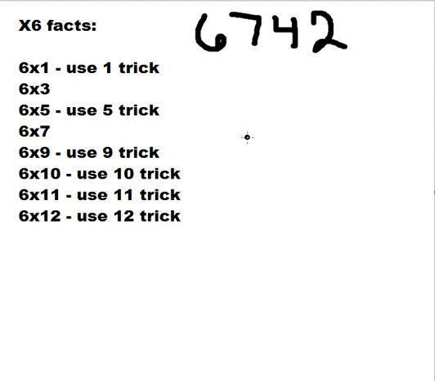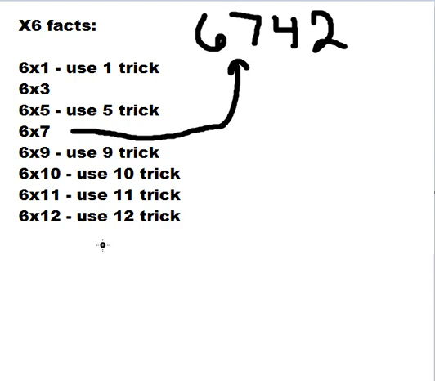And at any point they can ask you, what is the secret code again? 6742. The only time they can't ask you is right before they need to use it. Now, why do we teach the secret code 6742? Well, that's because that is the answer to the multiplication fact 6 times 7, which is one of the more challenging facts that students have to learn.